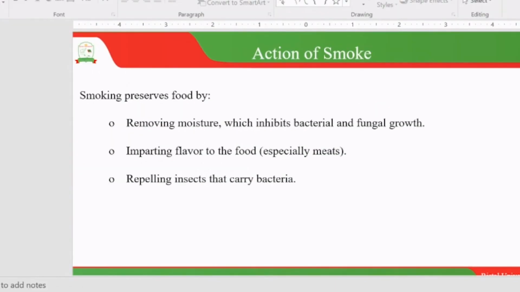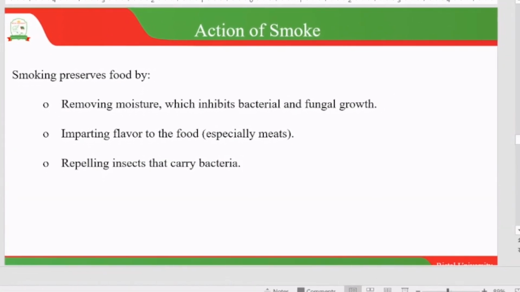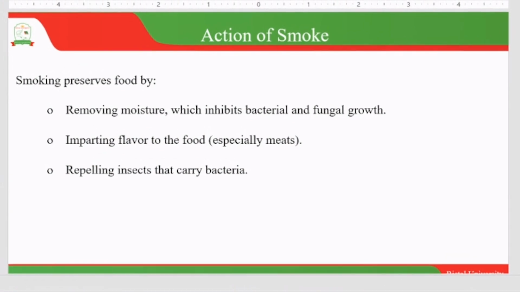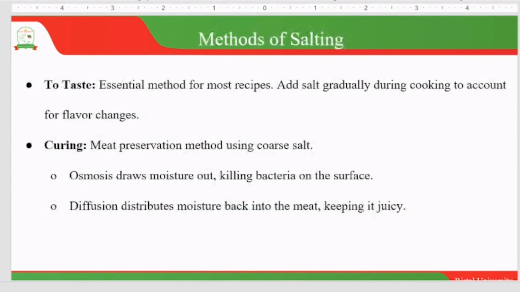So, the action of smoking in preserving food, still here we're looking at it removing moisture and inhibiting bacterial and fungal growth, but it also imparts flavor. Some people really like to eat that smoked meat, etc. But also, this will help us in repelling rodents and other organisms, the insects that come to the food, since it gives off that tar-like texture and smell. Okay, all right.